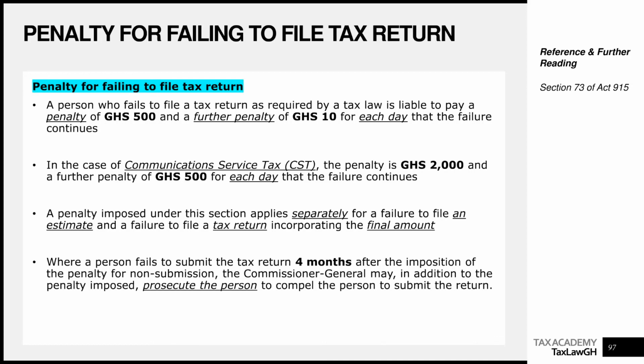But for communication service tax, the penalty is very different. For them, the penalty is 2,000 cedis when you miss it immediately, on that day you miss it. Then every day, you incur 500 cedis. So unlike all other taxes that are not CST, which will be 500 cedis instant and 10 cedis for each day, for CST, when you miss, it's 2,000 instant and then 500 cedis every day.